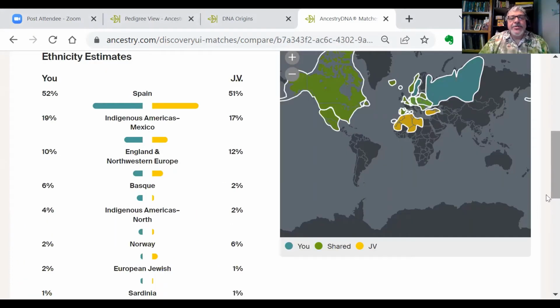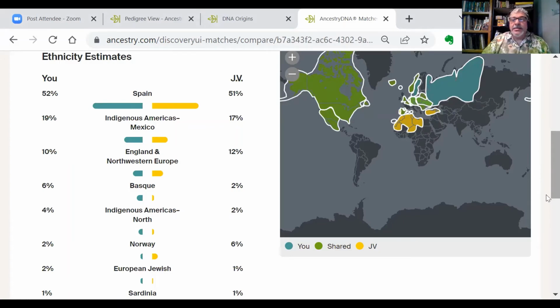So here's the comparison between my maternal aunt and myself. This is my mother's sister. And you can see here that we both have a considerable amount of Spanish ancestry. Mine is showing as 52%. Hers is showing up as 51%. Then you've got Indigenous Americas. Mine is 19. Hers is 17. England and Northwestern Europe. Now, this is the interesting part. I've got 10%. She has 12%.